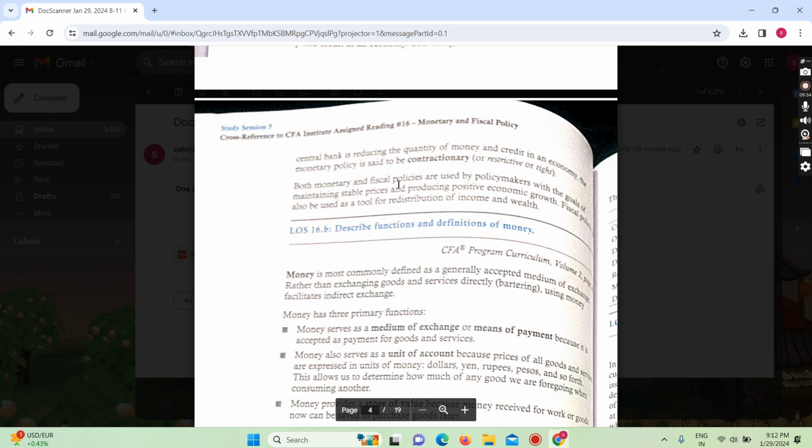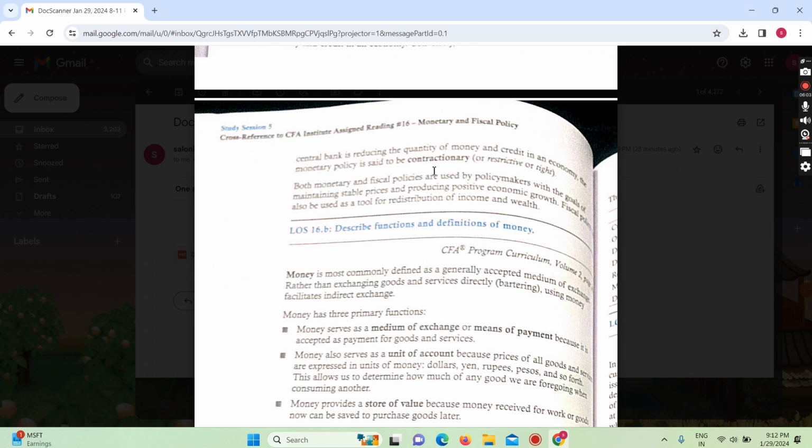Conversely, when the central bank is reducing the quantity of money and credit in an economy, the monetary policy is said to be contractionary, restrictive, or tight. When the central bank reduces the quantity of money and credit in an economy, we say that it is following the contractionary policy.